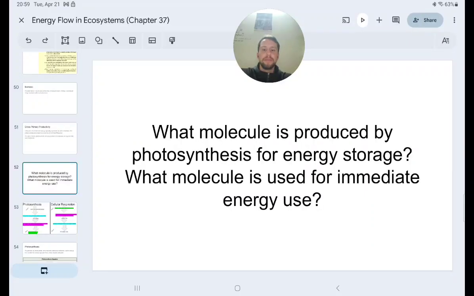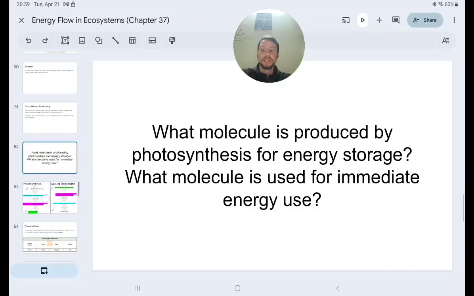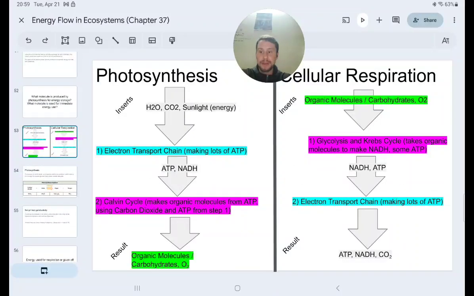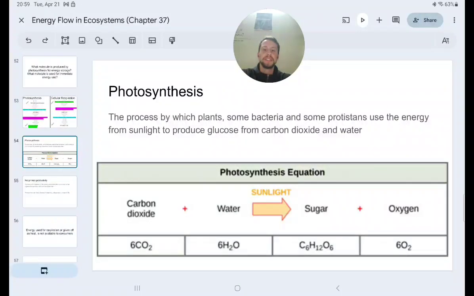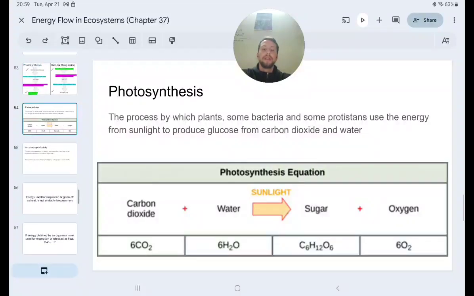What molecule is produced by photosynthesis for energy storage? Come on, guys. Glucose, right? What molecule is used for immediate energy use? Glucose, right? Glucose is made from photosynthesis. Glucose is used in cellular respiration. Hopefully you know that by now. Okay, so photosynthesis is the process by which plants or other photoautotrophs take carbon dioxide and water and energy from the sun to make glucose and oxygen.